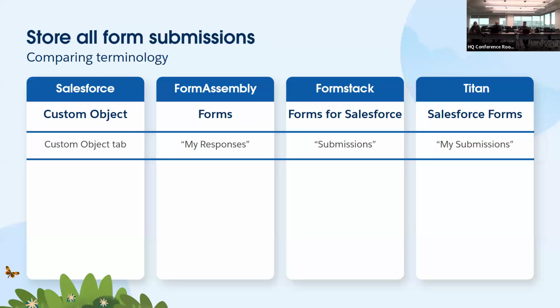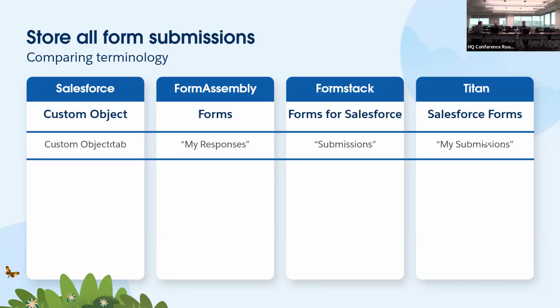A lot of the reason behind this is for similar functionality you might find in other form tools, where Form Assembly or FormStack or Titan Forms all have a place where you can just see all the raw response data. There's nothing happening as far as automation around that. It's exactly what was submitted on the form. You have sort of an audit copy of that. So we can replicate that in Salesforce by using a custom object to store all of our raw form data.